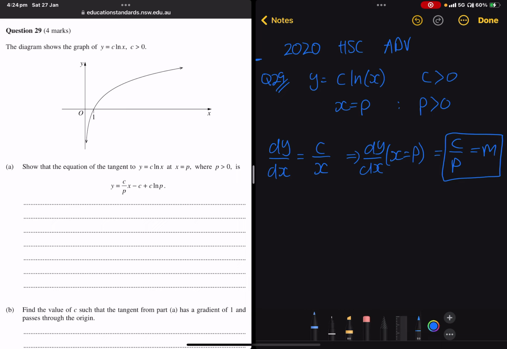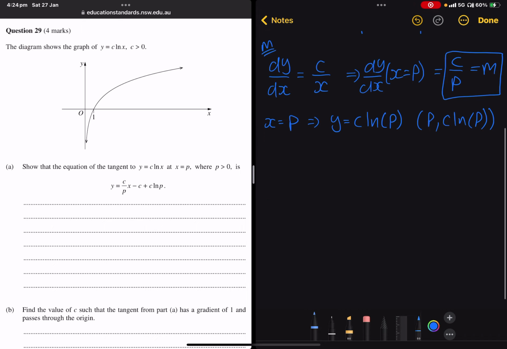We also need a point that this tangent passes through. Well, it passes through the point where x is p. If x is equal to p, this implies that y is equal to c times the natural log of p. So now we have a point, p, c ln p, and we have a slope, c on p.